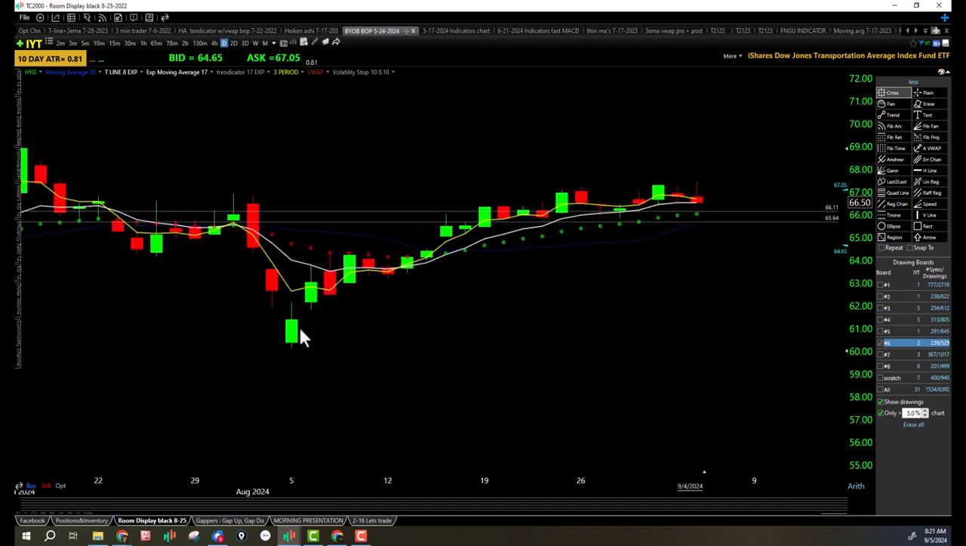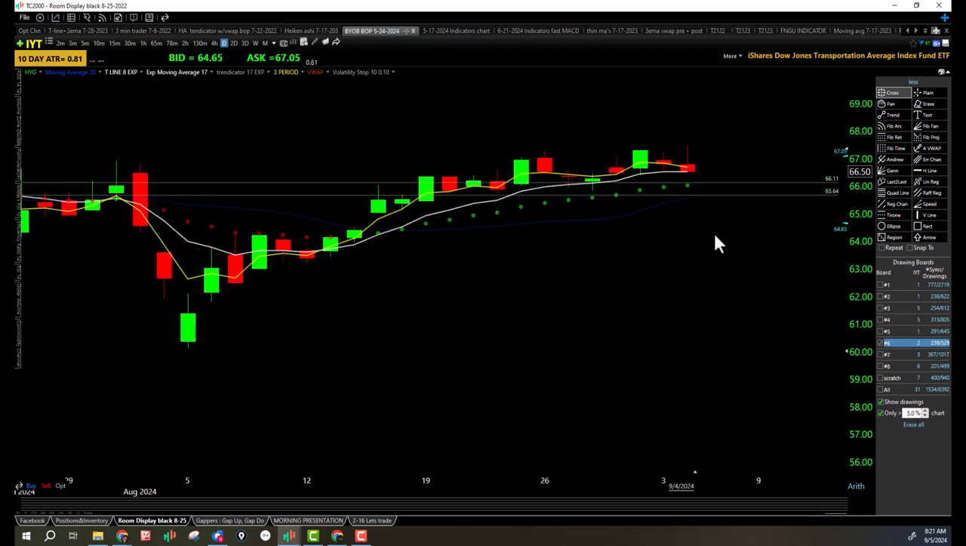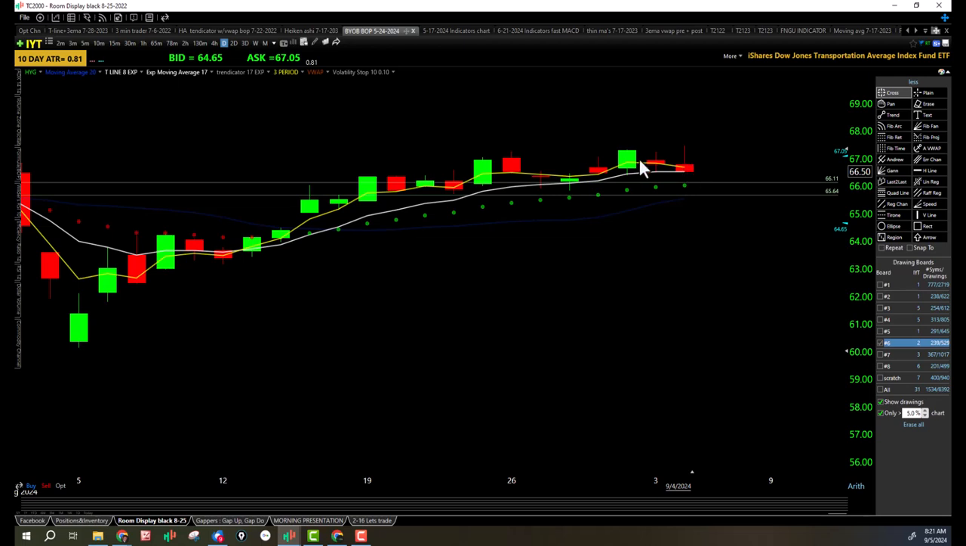Right now, price action moving up, holding the higher ground. Again, we are set up to be bullish. We just need FNGU to participate. All right, so there's IYT. You can see price action holding the higher ground up there.